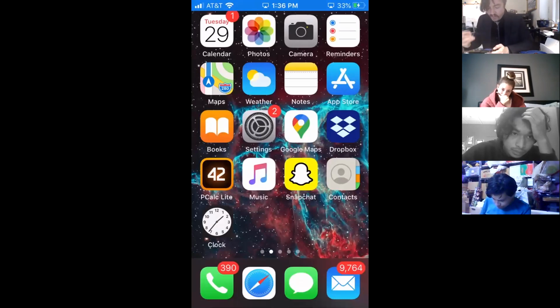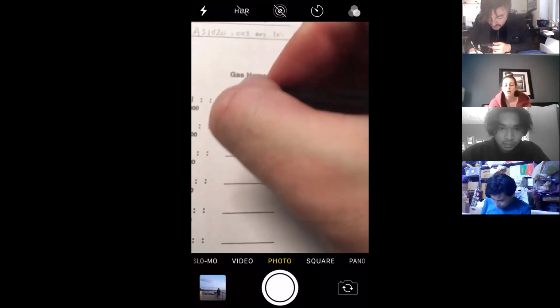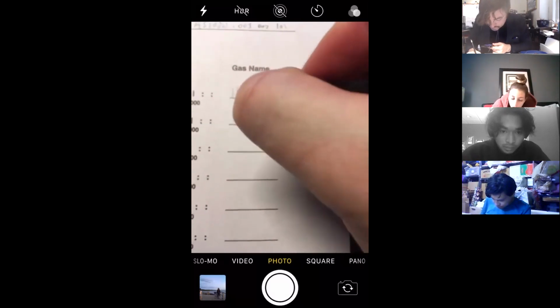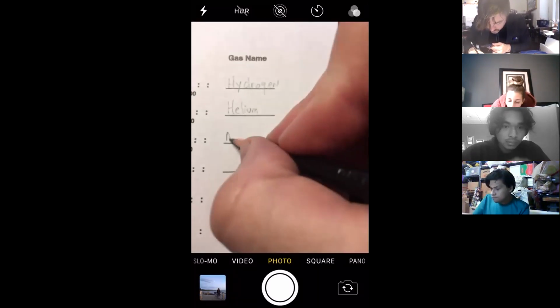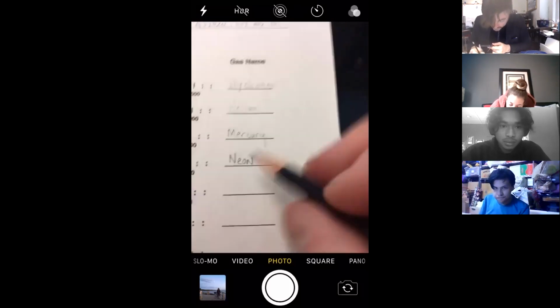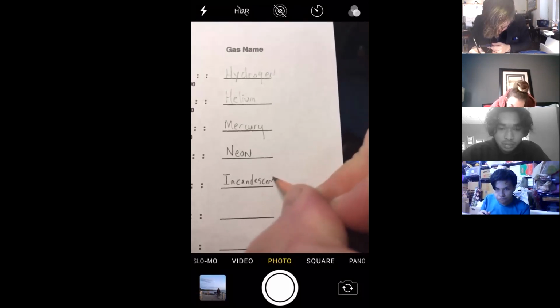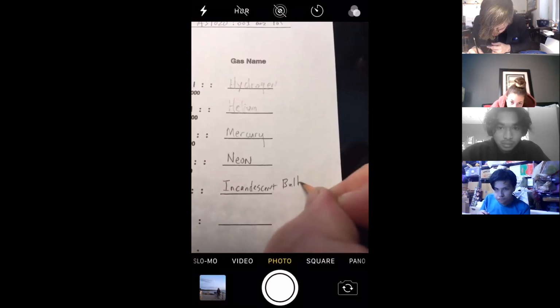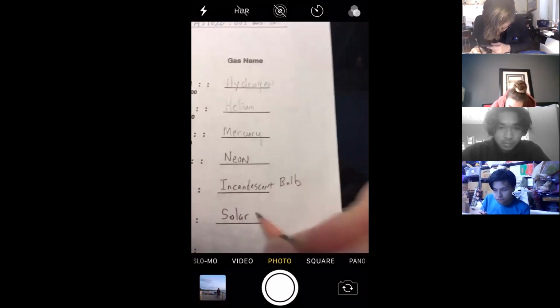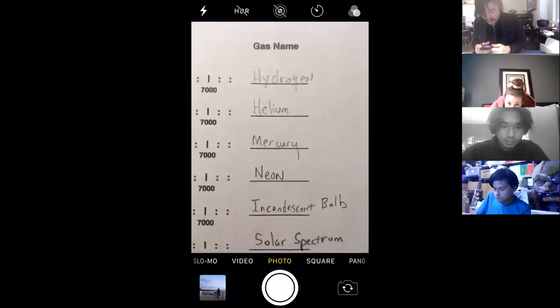There we go. So let's talk about the gas names that we're going to look at here. Let's see if we can get rid of those TV lines. There we go. Okay, so our first element will be hydrogen. Our second element will be helium, mercury, neon. I'd like to look at an incandescent bulb. And the solar spectrum. That'll probably take us quite a bit of time, so we'll try to get all of these if we can.